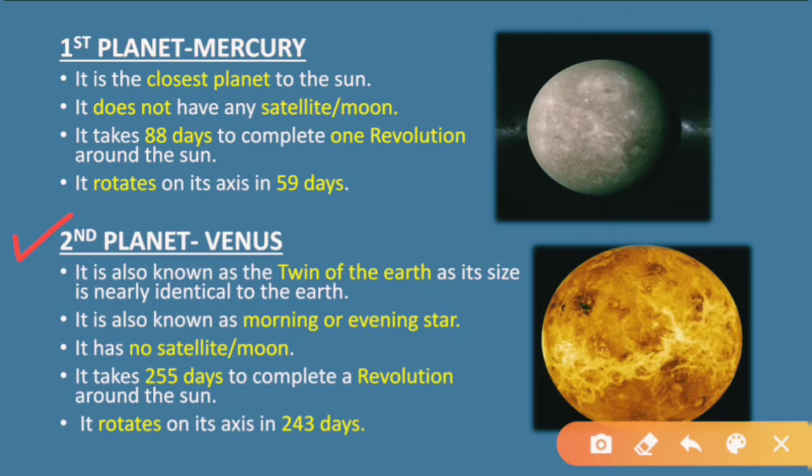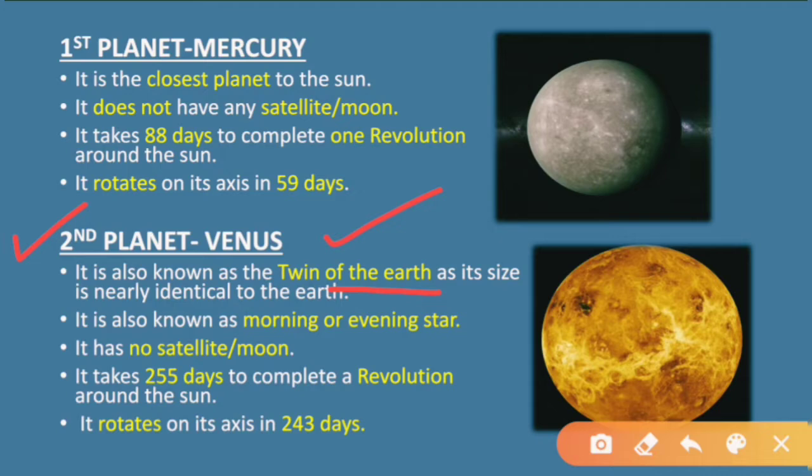Okay, now coming to the next planet, that is Venus. Which is the next planet? Planet Venus. See, it is also known as the twin of the earth, as its size is nearly identical to the earth. Venus is known as the twin of the earth because its size is nearly identical to the earth. Our planet Earth and the Venus planet look similar. How? Because they are the same in size. That is why it is known as twin of the earth.